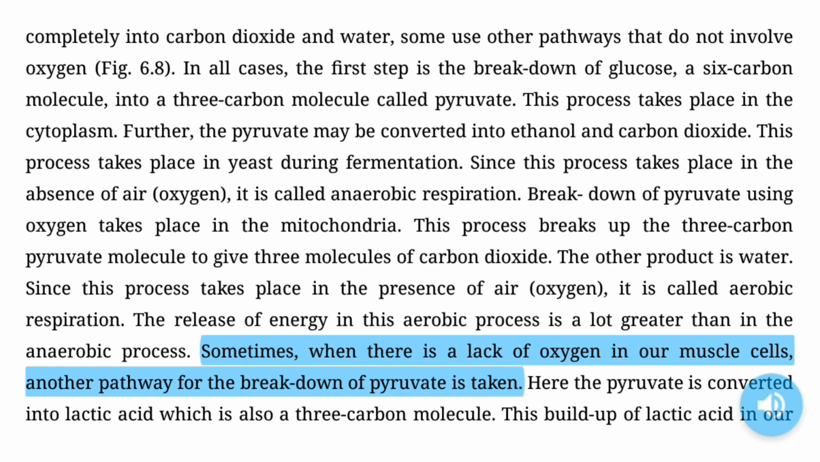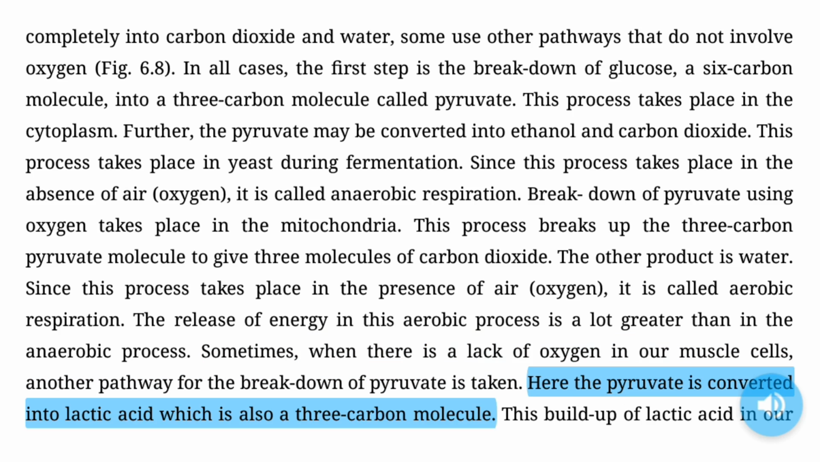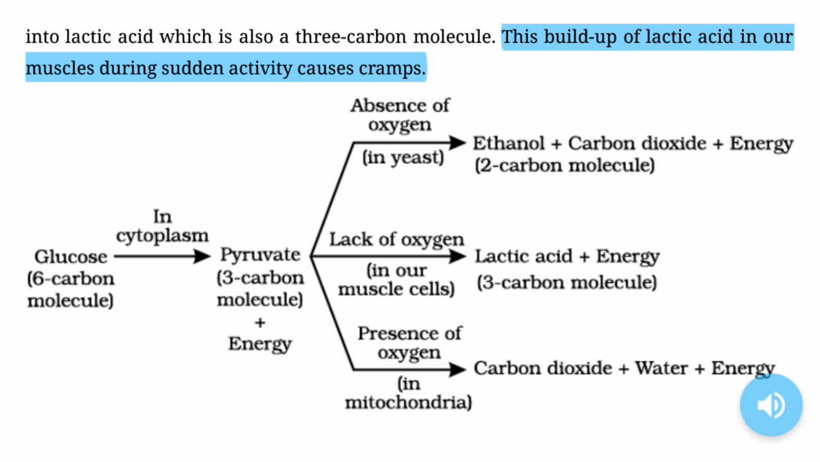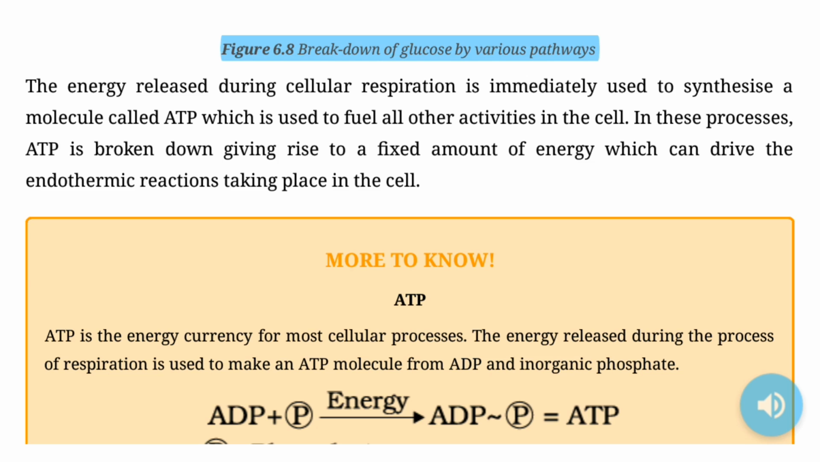Sometimes, when there is a lack of oxygen in our muscle cells, another pathway for the breakdown of pyruvate is taken. Here the pyruvate is converted into lactic acid, which is also a 3-carbon molecule. This buildup of lactic acid in our muscles during sudden activity causes cramps. Figure 6.8. Breakdown of glucose by various pathways.